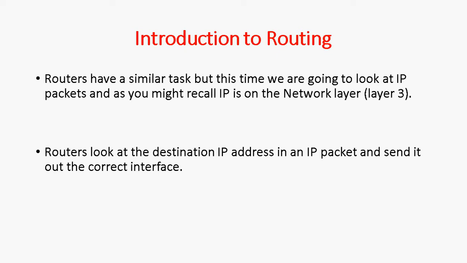Routers have a similar task, but this time we are going to look at the IP packet, and as you might recall, IP is on the network layer, OSI layer 3. Routers look at the destination IP address in an IP packet and send it out to the correct interface. So the router receives the IP packet, checks the destination IP address and its own routing table. Once it has that routing entry, based upon the routing entry, it will forward the packets.